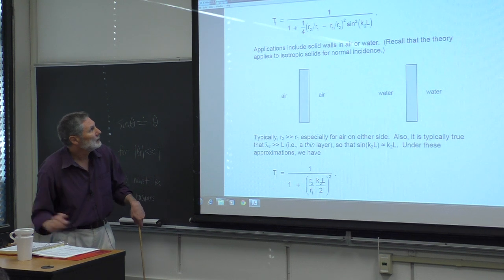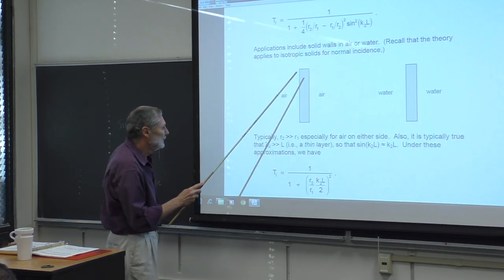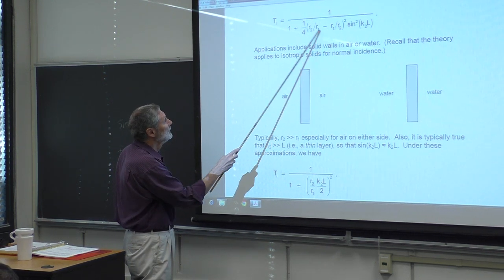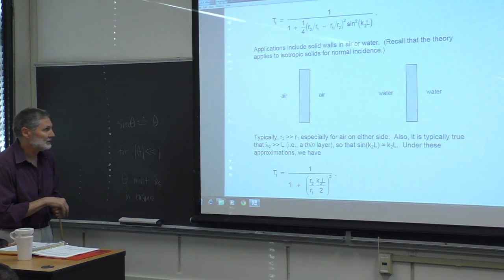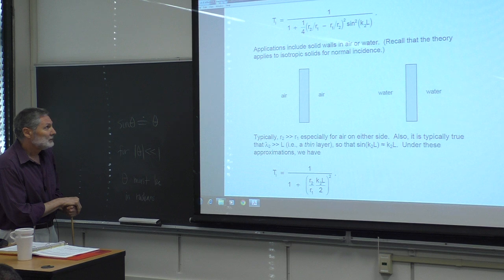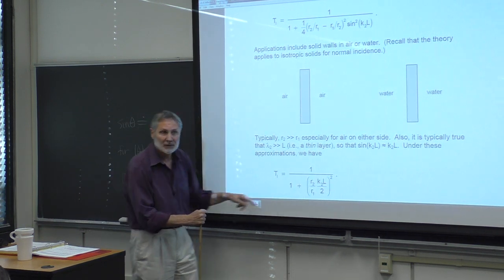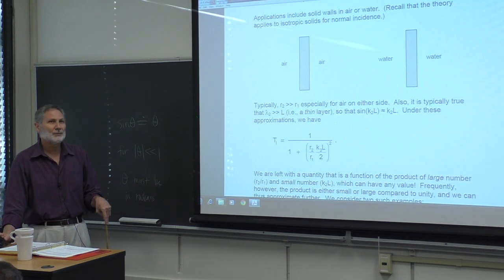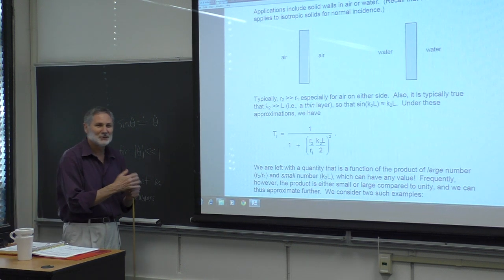Well, you can see here, because R2 is much greater than R1, this is going to be small, so we just keep this one. And we replace the sine of K2L with just K2L, and then you can see that we can write it like this. So now this is interesting, and this is why we're spending almost a whole lecture on this. This is a complicated situation here.